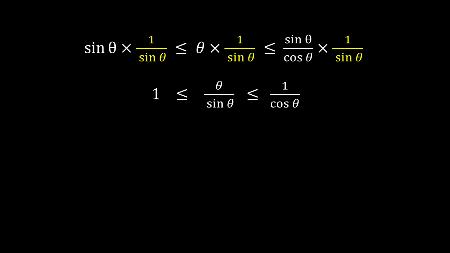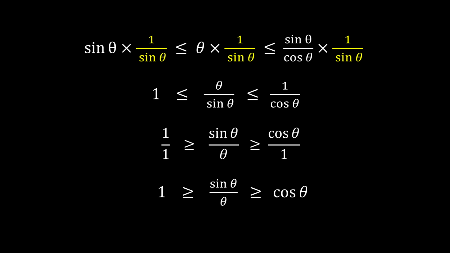Now let's take a brief look at a simple example together. We know that the numbers 1, 2, and 3 satisfy this inequality. What if we take the reciprocals of these positive numbers? In that case, the direction of the inequality should be reversed. Just like the example I showed you, if we take the reciprocals of this inequality, it should become 1 over 1, sine theta over theta, and cosine theta over 1, with the reverse direction of inequality. If we simplify the expression by removing the denominator of 1, we have 1, sine theta over theta, and cosine theta respectively.